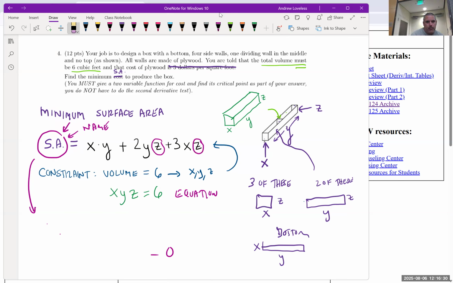So anyway, the next step is to solve for Z and shove it in. So then you get the surface area with just the two variables X and Y is XY plus 2y. And here's where I'm going to substitute this in.